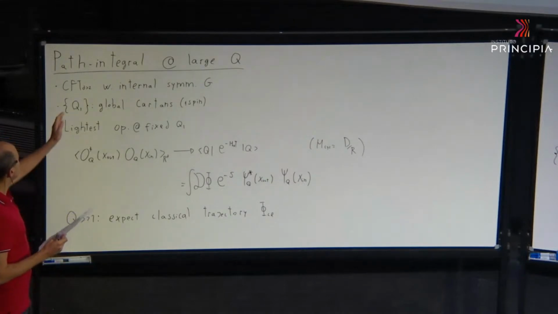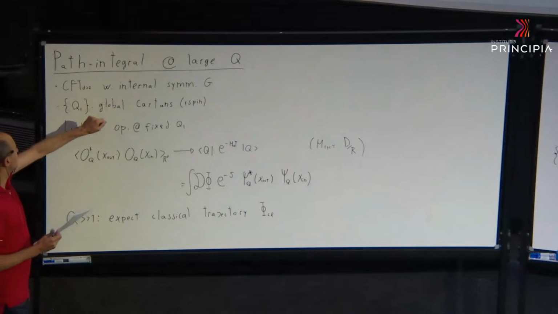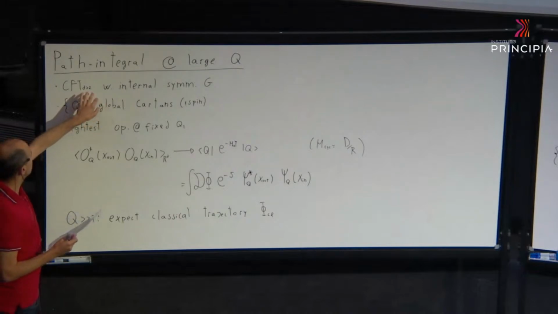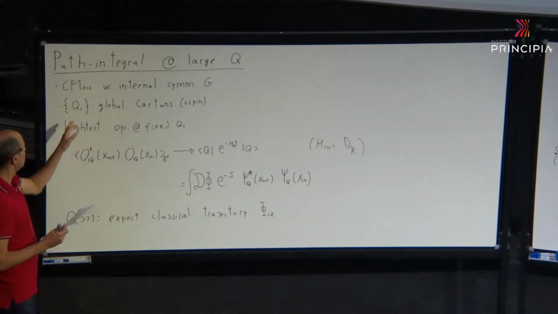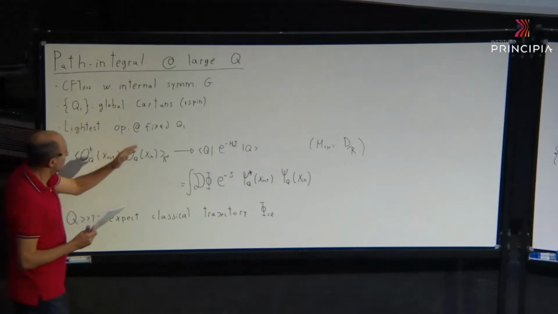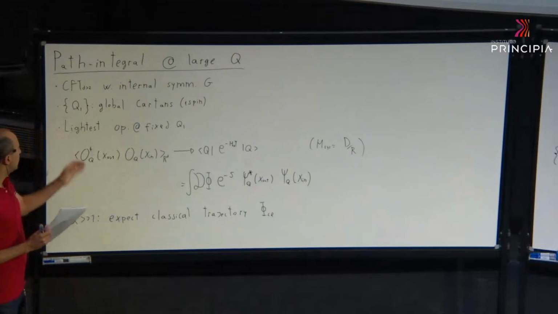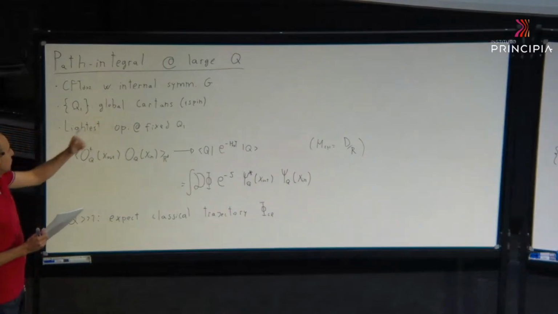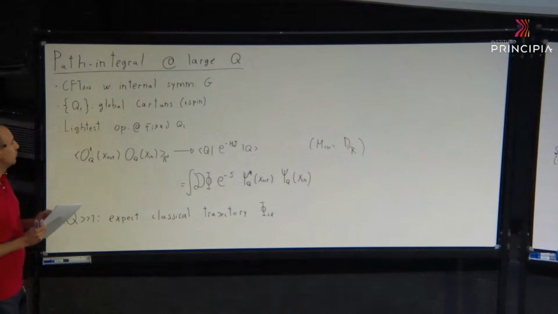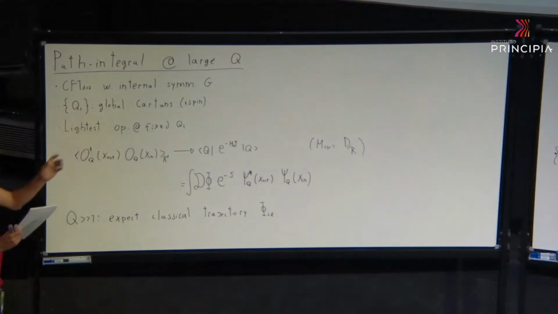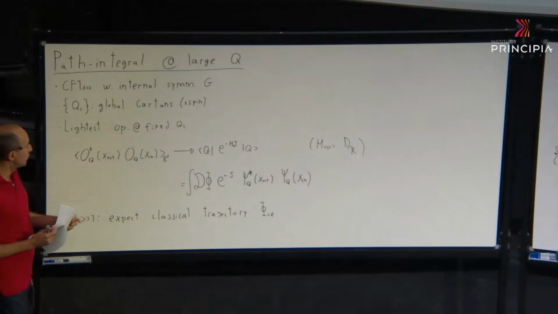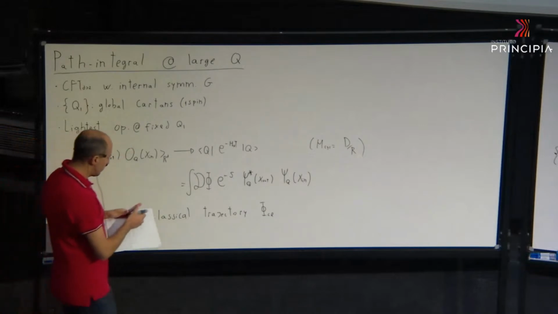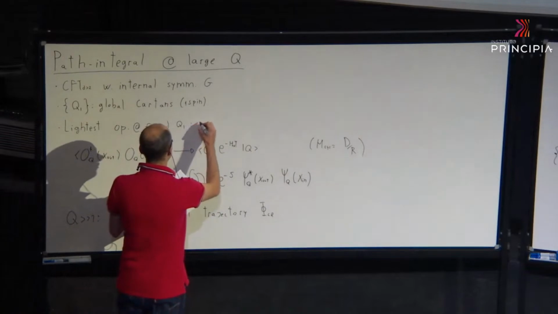So the setup, just to remind you, also for those who were not here yesterday: it's a CFT in dimensions larger than 2 with an internal symmetry G. You call Q_i the Cartans of the symmetry group, so the highest weights. If you focus on highest weights, of course, they label the representation of all the operators. And you can include spin, angular momentum. And you call the lightest operator at fixed charges O_Q.